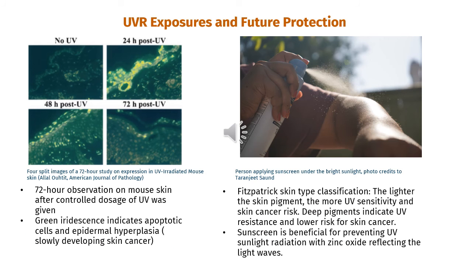Looking at this study of a 72-hour observation on mouse skin shows that after a given exposure to UV radiation, the brighter green indicates populating apoptotic cells and cells susceptible to becoming cancerous. At no UV, you can see how there is a lighter tint and very little count of apoptotic cells, whereas after 24 hours, that is a peak.